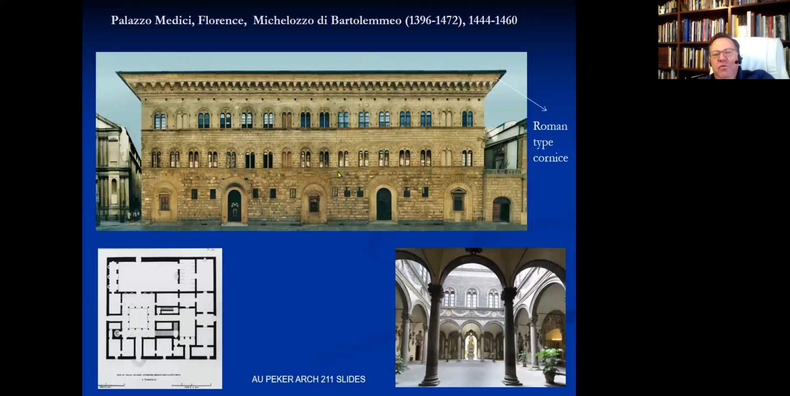I would like to show you a number of palazzos and villas designed in Renaissance. Palazzo Medici in Florence by Micheletto di Bartolomeo, 15th century, is an early example. We have a great facade of horizontal divisions, as you can see. A Roman type cornice at the top aims to dominate the entire facade. But there is no pronounced verticality here.